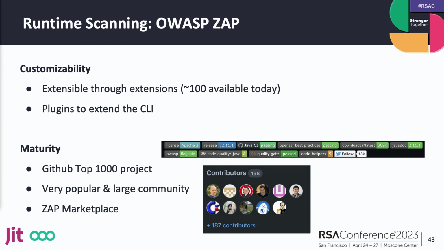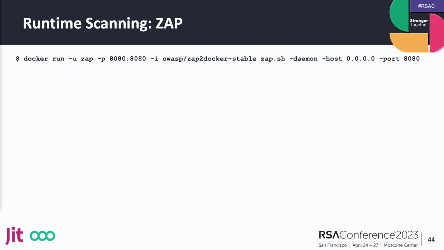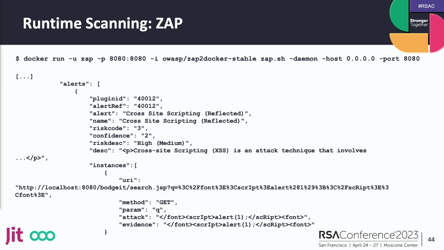It's in the GitHub top 1,000 projects, so you can imagine that a lot of people are watching this project. This is the way to run it in your CI/CD, because it's headless. And these are the results that you can get, and you can have all the alerts that you need for your different URLs in your application.